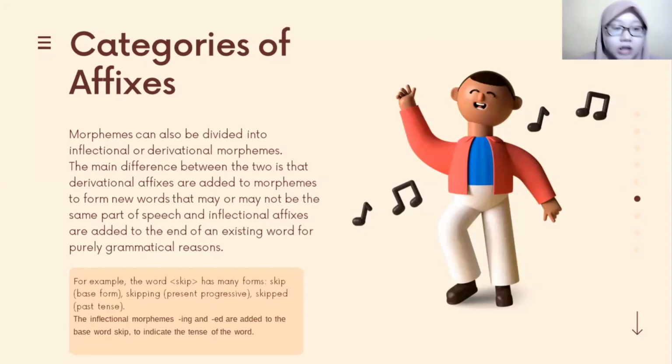For example, the word skip has many forms. Skip as the base word, skipping as the present progressive, skipped as the past tense. Here is the example for the inflectional morphemes. The inflectional morphemes ing and ed are added to the base word skip to indicate the tense of the word.